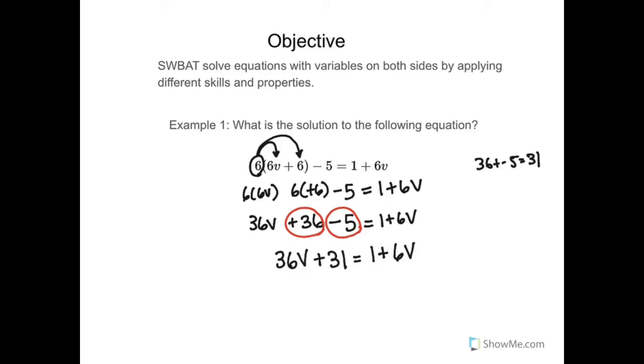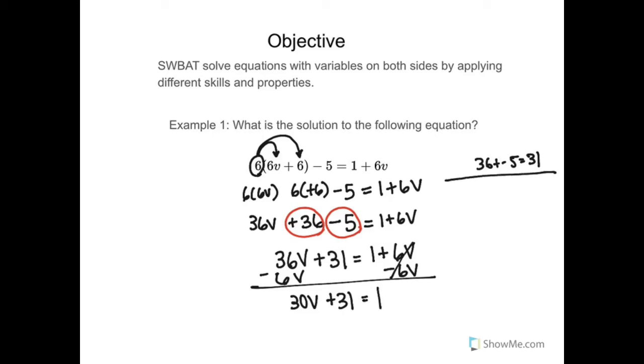We're going to go ahead and bring one of our couples to the other couple, or one of our terms with a variable to the other term with a variable. I can either move this 36v over here, or I can move this 6v over here. Either of those two steps will actually be correct. I just simply choose to move the smaller variable, in this case the 6v, to the other one. So since this is a positive 6v, I'm going to go ahead and subtract 6v on both sides. And I'm going to get 30v plus 31 is equal to positive 1.